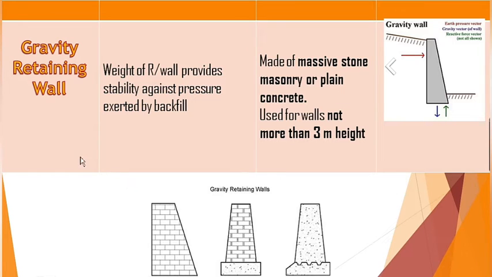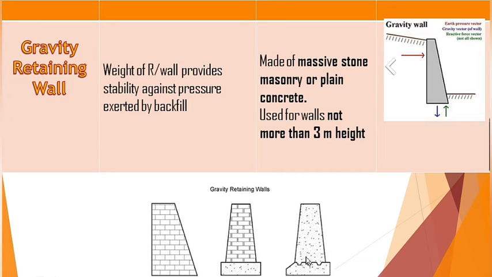The basic design philosophy behind the design of a gravity retaining wall is that the weight of the retaining wall is sufficient by itself to provide stability against the pressure exerted by the backfill. This is the pressure exerted by the backfill on the retaining wall. This pressure may cause failure to the retaining wall. The retaining wall and its different components provide stability against this pressure and hence prevent any type of failure in either the backfill or in the retaining wall itself.